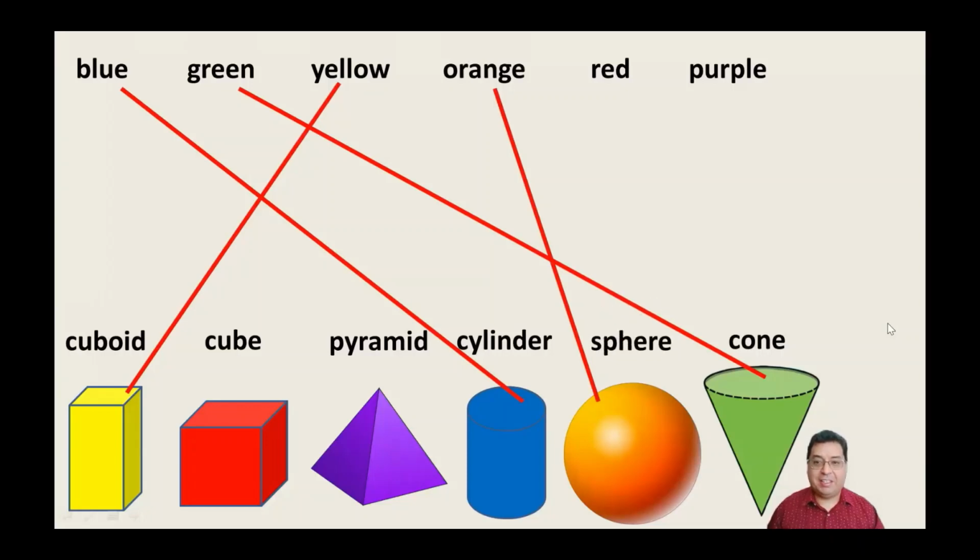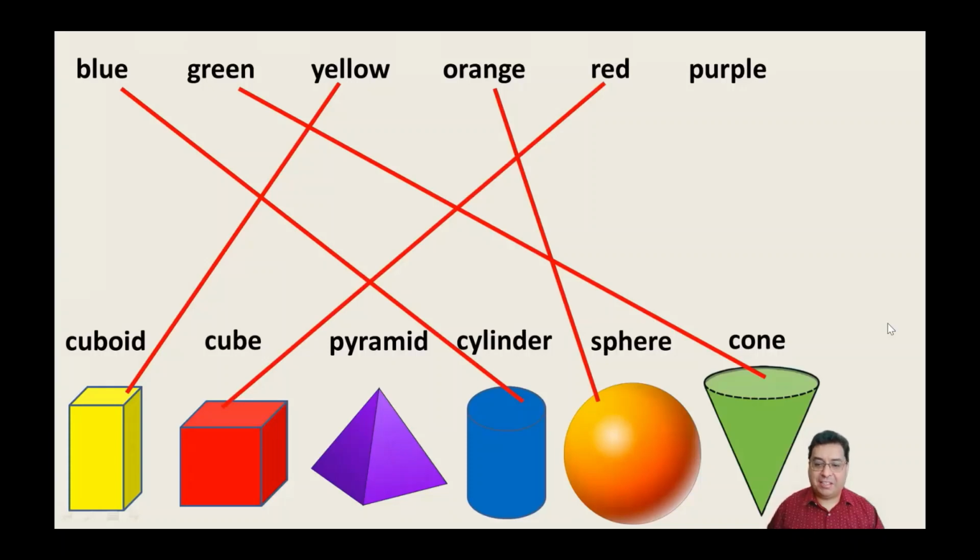Okay, let's take a look at this color here. And what's the name of that color? Yeah, it's red. And where do you see red here? That's right, that's red. And what is the name of that 3D shape? That's right, it's a cube.